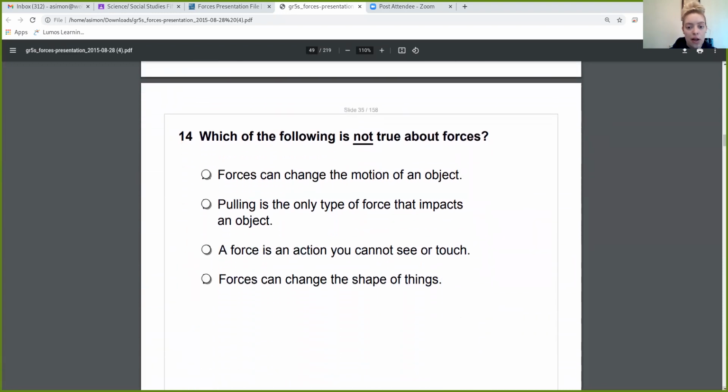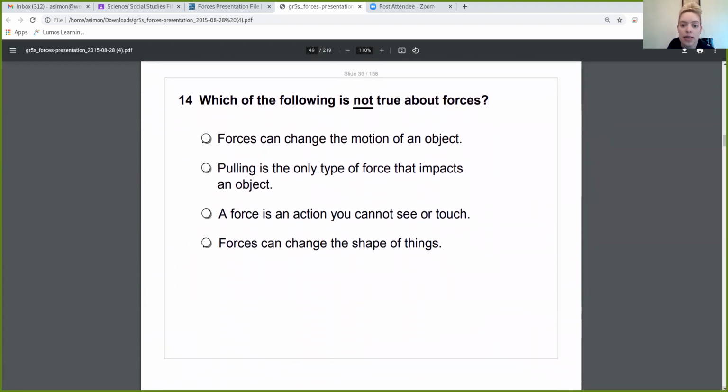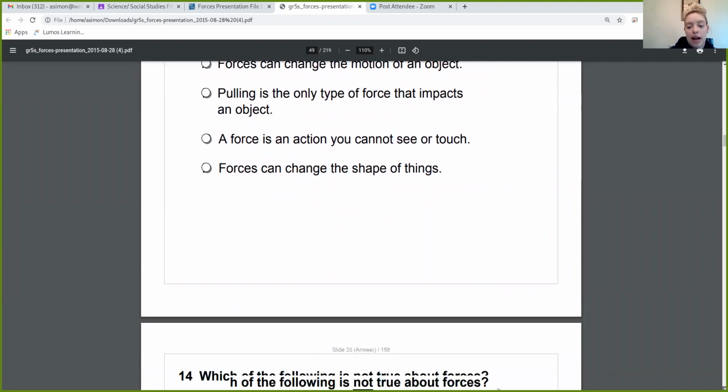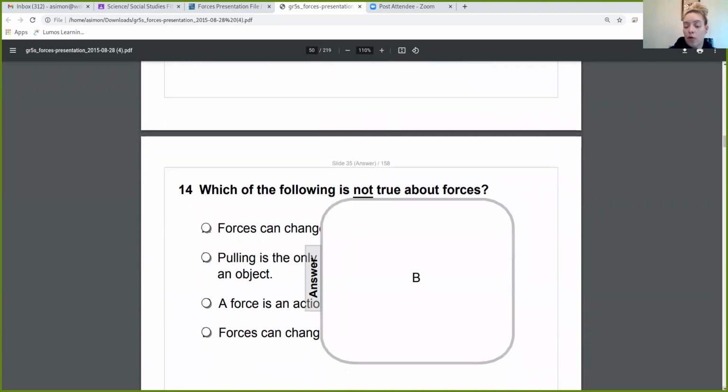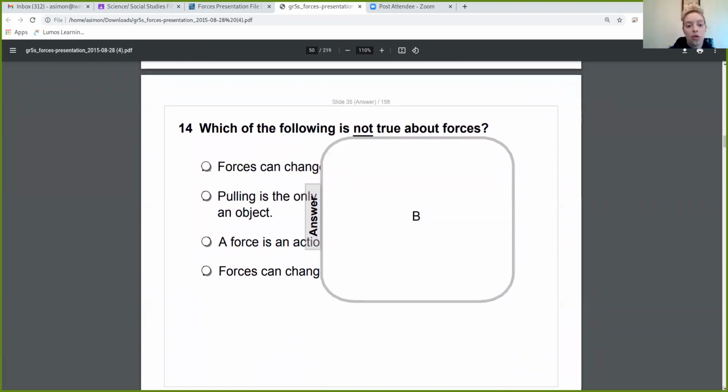All right, so which of the following is not true about forces? Forces can change the motion of an object. Pulling is the only type of force that impacts an object. A force is an action you cannot see or touch. Or forces can change the shape of things. If you said B, pulling is the only type of force that impacts an object, you are correct. Remember, force is a push or a pull.